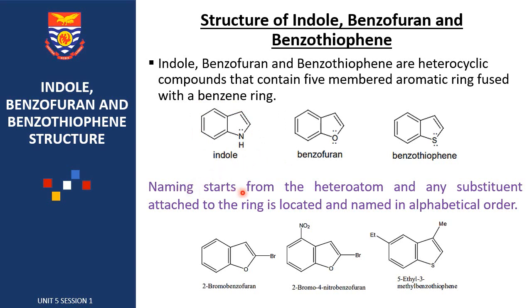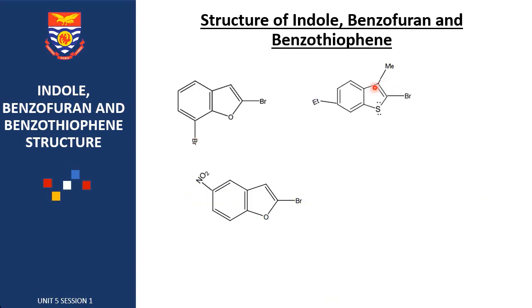Now, naming starts from the heteroatom, and any other substituent attached to the ring is located and named in alphabetical order. So it's not so different from how we name other organic compounds. So we have 2-bromobenzofuran here. We start counting from the heteroatom as 1, 2. We have 2-bromo-4-nitrobenzofuran. We have 5-ethyl-3-methylbenzothiophene. Right. So these are 3 examples for your perusal.